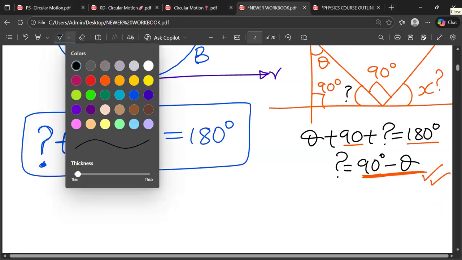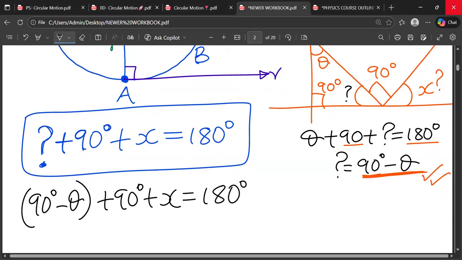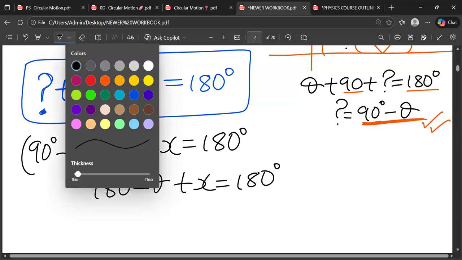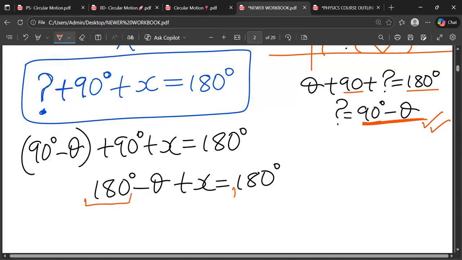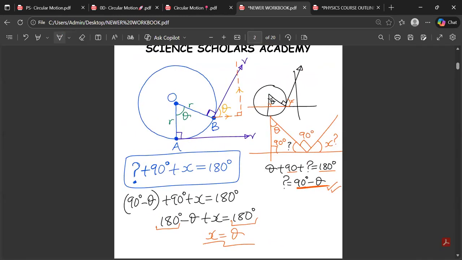My question mark is 90 degrees minus theta. Only that. Then I have plus 90 plus x equaling 180. Are you following? Then I proceed. Remember, I want x. 90 and 90, 180. Minus theta plus x equaling 180. I don't know whether people see this one cancelling. This one cancels with that, isn't it? Then my x is theta. Do you see why our x is theta finally?